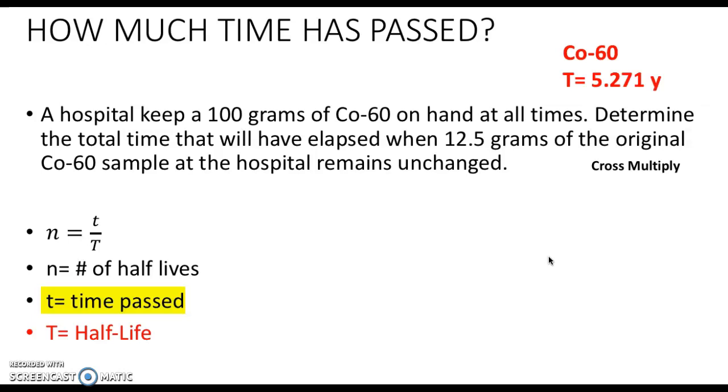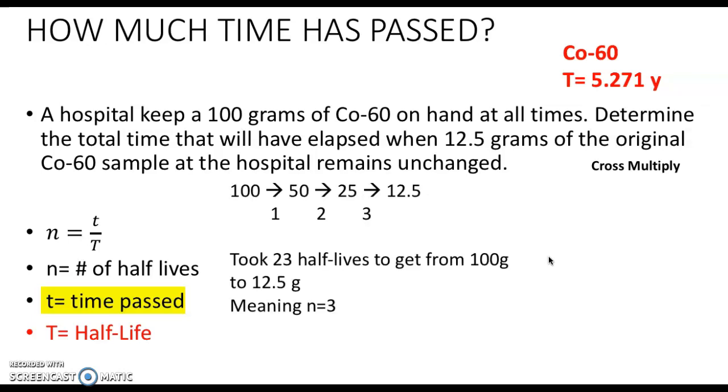So that's going to give me cobalt 60 has a half-life of 5.271 years. Now, they're giving me 2 grams. They're saying I started out with 100 grams, and I'm left with 12.5. How many half-lives have passed between them? Let's figure that out. So from 100 to 50 is 1, 50 to 25 is 2, and 25 to 12.5 is 3. So it took, sorry, that's a typo, it took 3 half-lives to get from 100 to 12.5 grams. Meaning N equals 3.